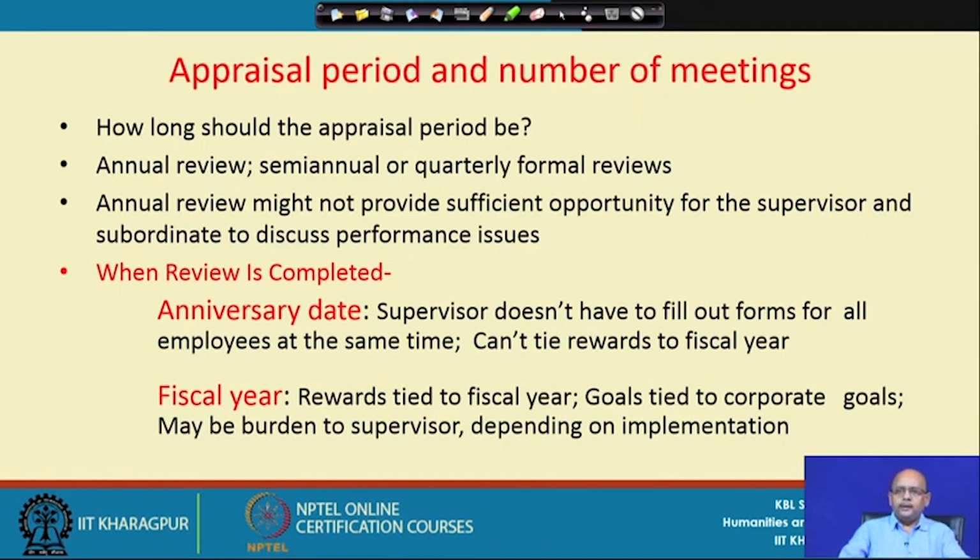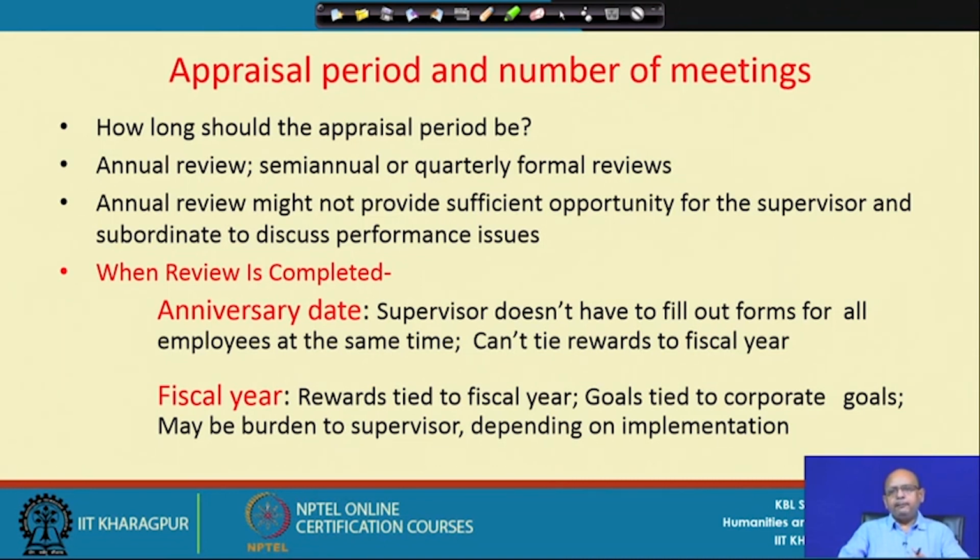Okay. Most organizations customarily follow an annual review process. At the end of the year or the financial year, you evaluate the performance of the employees. This happens in the case of regular confirmed employees, but where people are on probation, it could be done quarterly or semi-annually to continuously observe and monitor their performance.